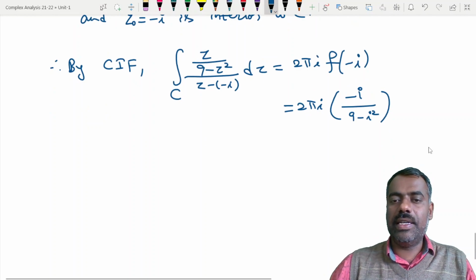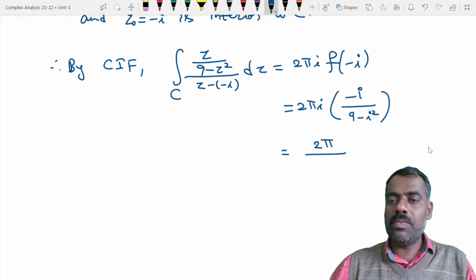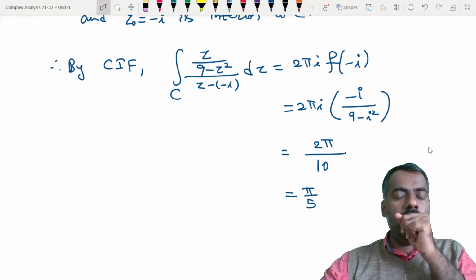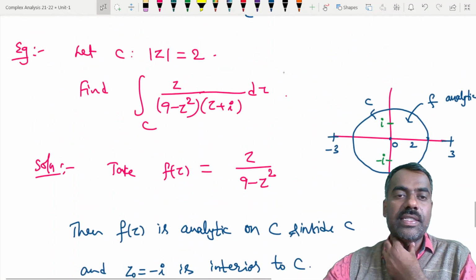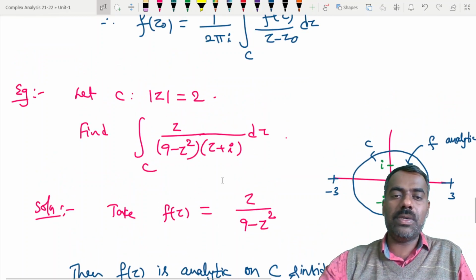So 9 minus i square, you can simplify this. It is not at all difficult. Minus i square, where i square is minus 1, so minus i square is 1. So what you have here is 2 pi in the numerator, and here 9 minus of minus 1, which is plus 1. So what we get here is pi by 5.